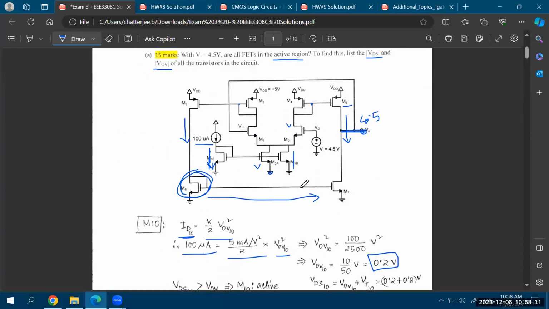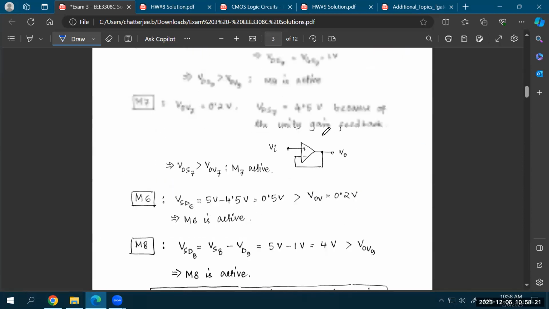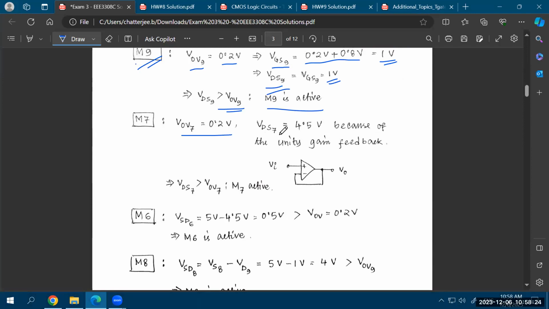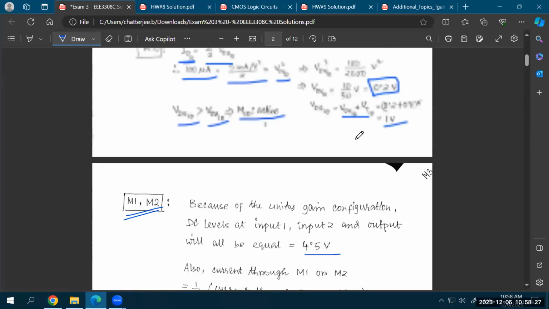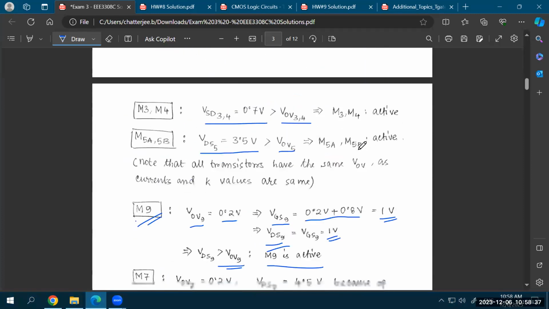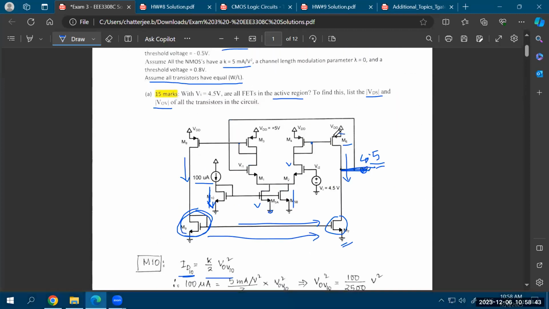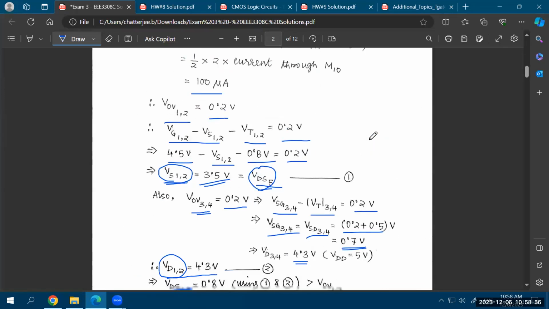What is happening to M7? M7 is basically the mirrored transistor that you see on the right-hand side. So that is also carrying the same current, so basically the same overdrive, and you can write down the V overdrive as 0.2 volts and VDS7 to be 4.5 volts, because you know the voltage at the drain of this transistor is 4.5. The source is at zero. So VDS is 4.5 volt and V overdrive is 0.2 volt. So again, M7 transistor is also in active region. M6 transistor, that is the transistor on top over here. If this is 4.5 volt, then the VSD drop across this transistor is 0.5 volts because VDD was 5 volt. So your VSD is 0.5, overdrive is 0.2. So this transistor is also in active region.